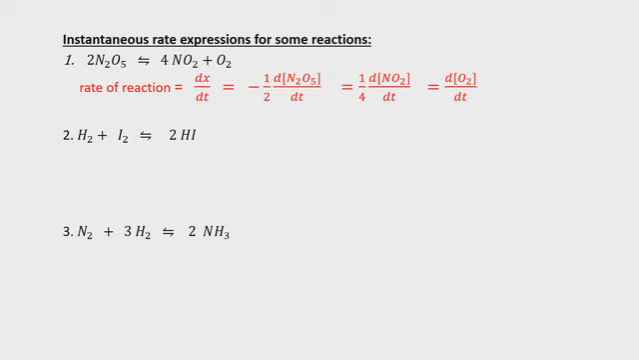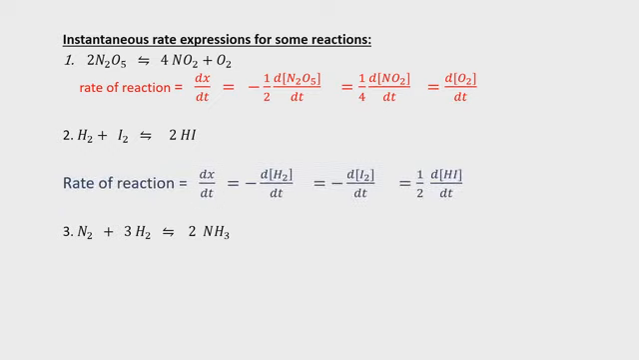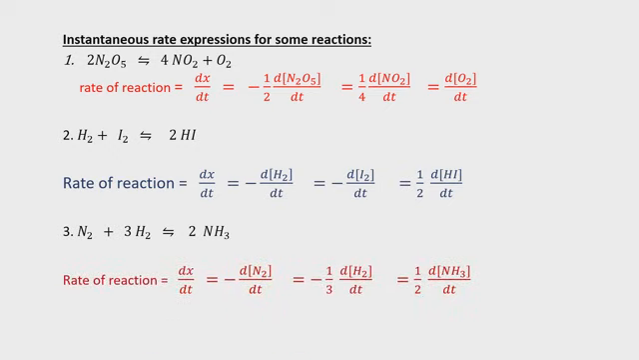Now look at the second reaction. Rate of reaction equal to dx by dt equal to minus dH2 by dt equal to minus dI2 by dt equal to plus 1 by 2 dHI by dt. For the third reaction, similarly, rate of reaction equal to dx by dt equal to minus dN2 by dt equal to minus 1 by 3 dH2 by dt equal to 1 by 2 dNH3 by dt.